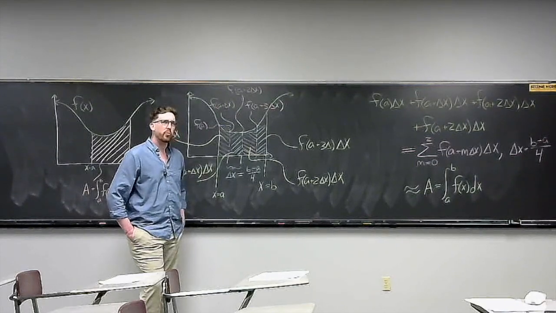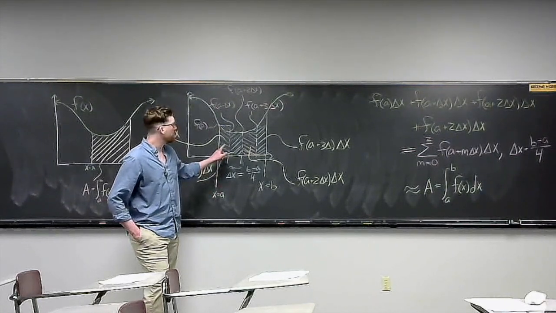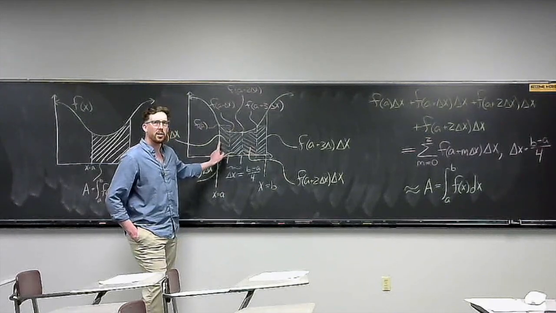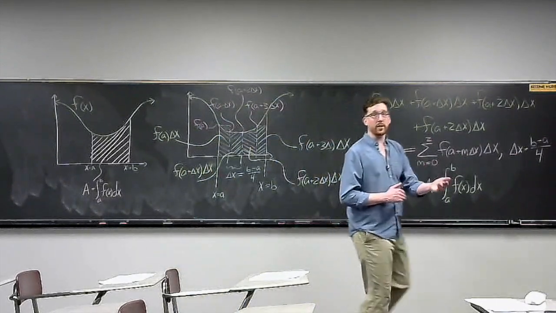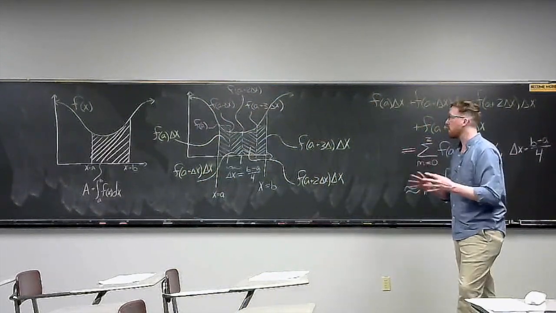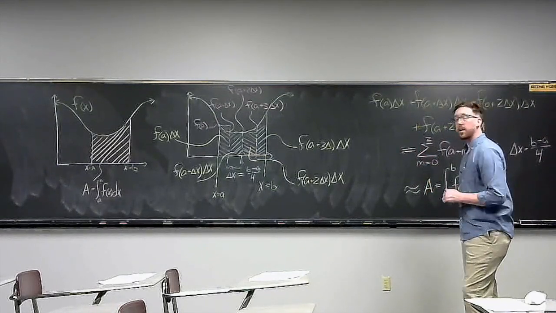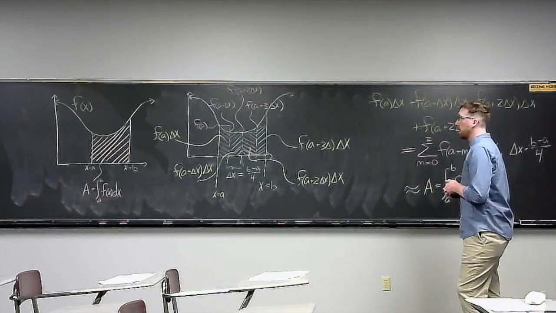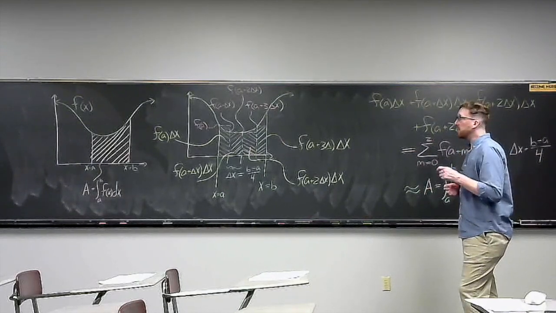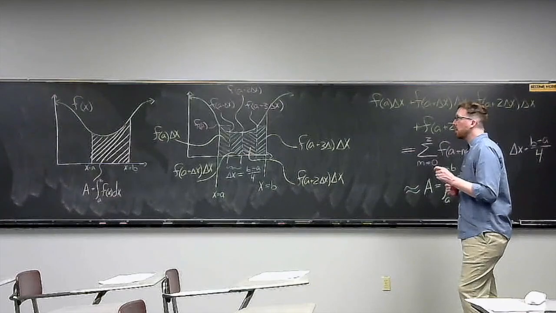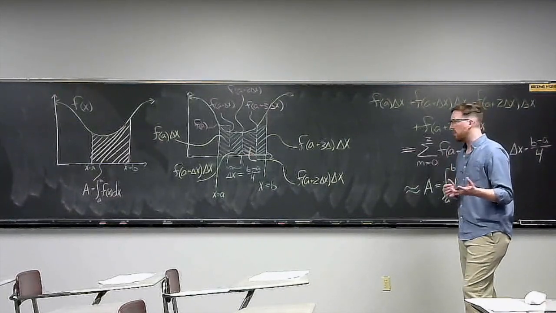Let's take a minute to think about what would happen if we were to shrink these rectangles in width. That is to say, if we were to use more rectangles, if we were to pack in more rectangles between A and B. They all have to be of equal width. But as we do that, our approximation should get better, right?